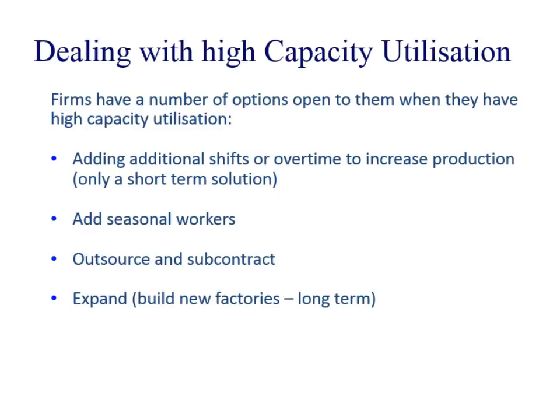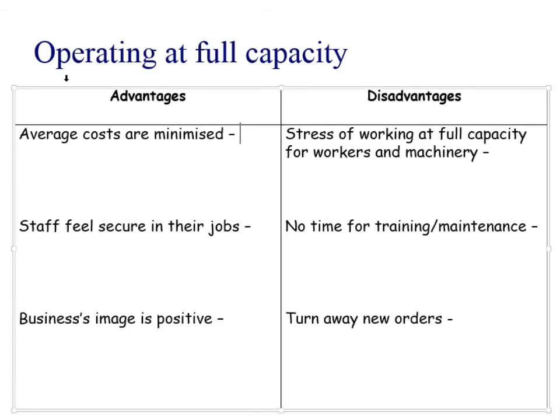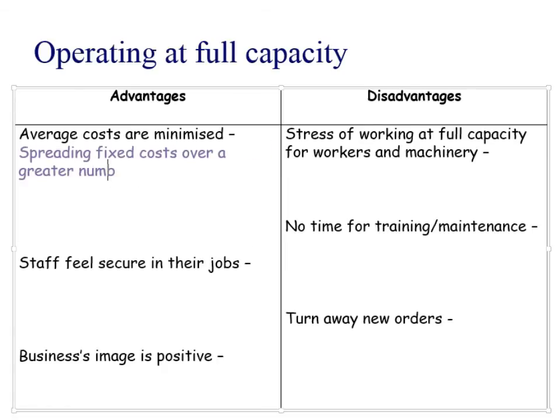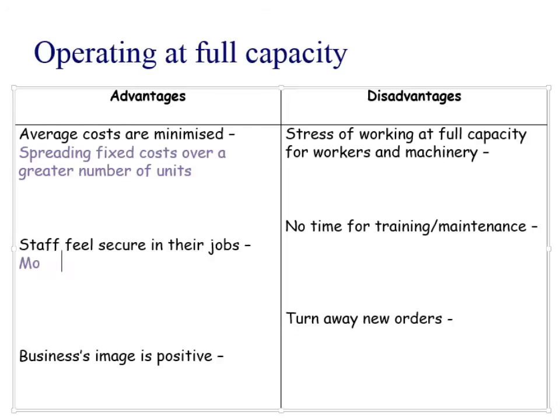So what are the benefits of operating at full capacity? Well, average costs are minimised, and the reason for this is you are spreading the fixed costs over a greater number of units. So that's good. That's increasing your profit margins. Staff may also feel more secure in their jobs, and this might help with motivation. And why do we want them to be motivated? Because they're more productive.